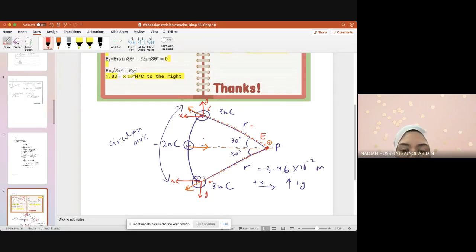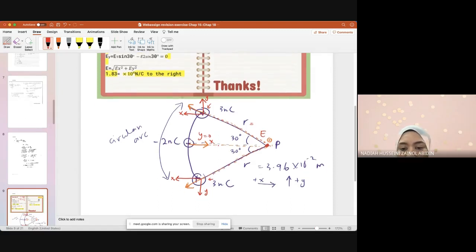And for this guy, the Y component tak ada. Don't say X because it's going to be confusing. Y component is 0 and the X component is positive, right? It's positive X. This is the X component, sama. Okay, that is your X component. Okay, so that is the direction.